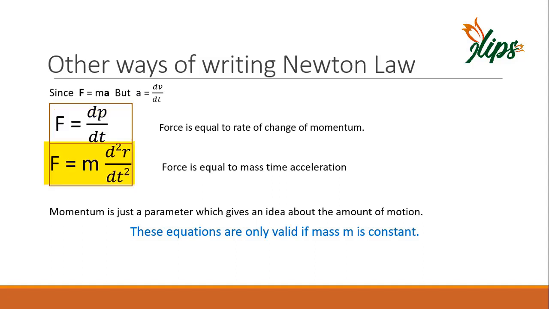The second one says that F is equal to m times the double derivative of r. It lies in the calculus limits. If the change with respect to time is very small, then we can use this differential equation. Please note that these two equations are only valid if mass m is constant.